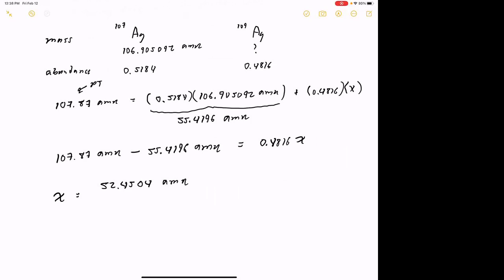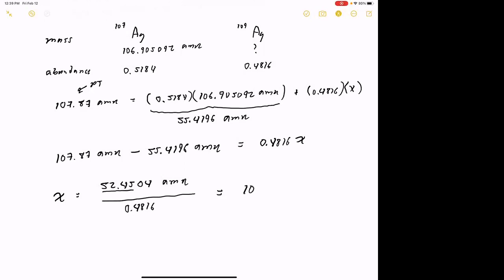This one is actually going to be good to the hundredths place there. So I'm just keeping track as I go. And I want to divide that by the 0.4816. Okay, so notice that doesn't have a unit. So I'm left with AMUs as my unit. So I've got four sig figs in each case. So my mass needs to be also good to 4 sig figs. I'm not going to round until I get to the very end.